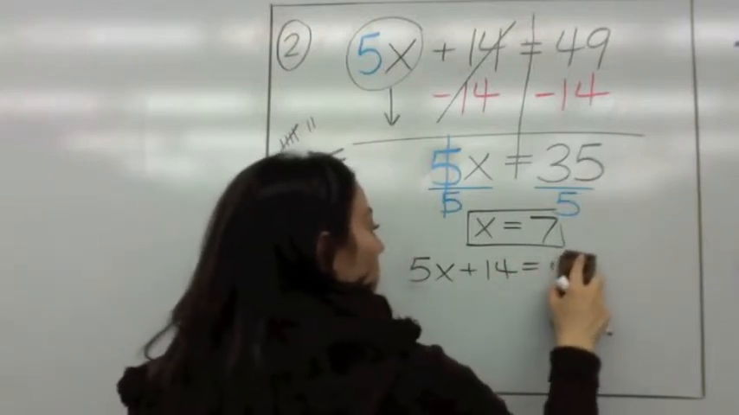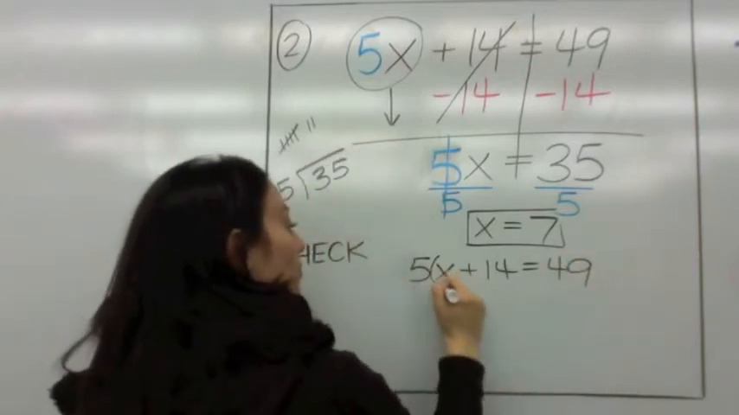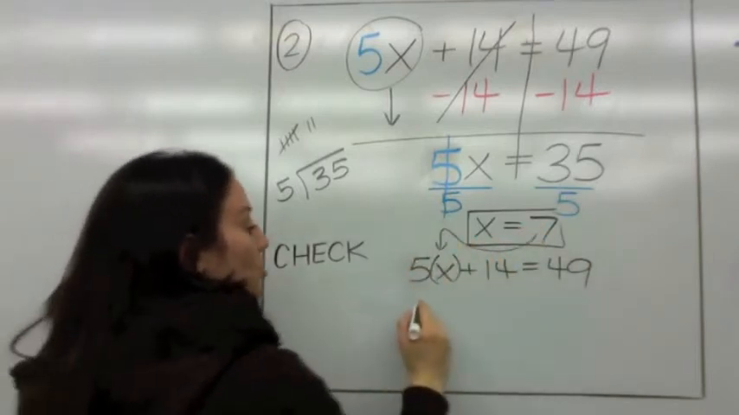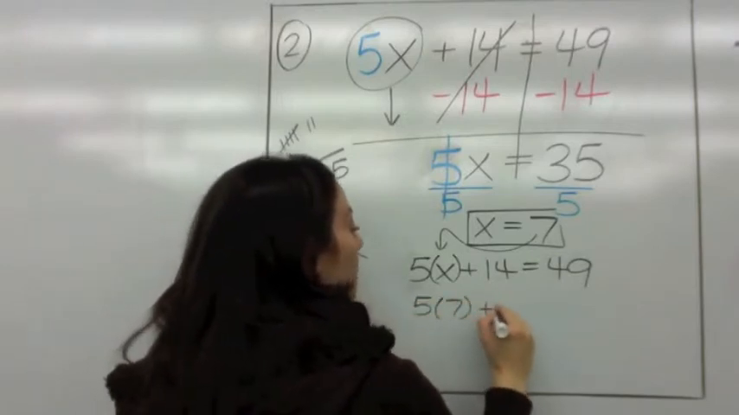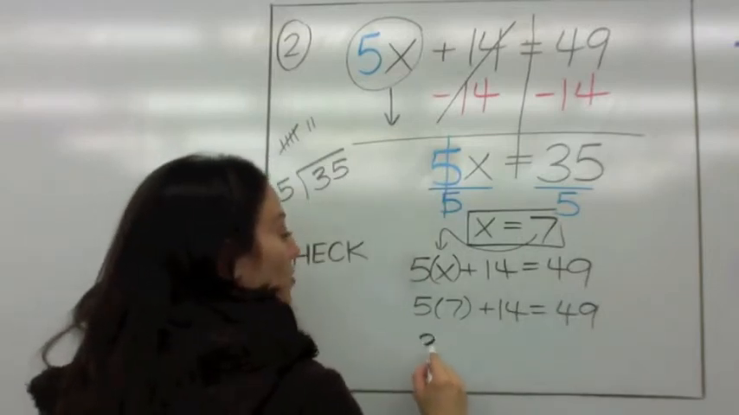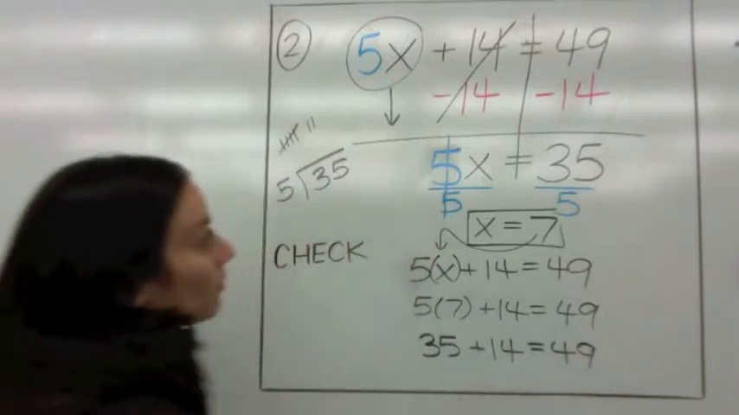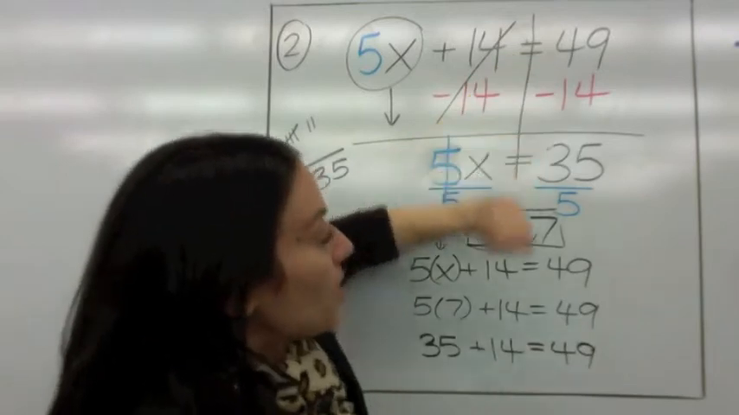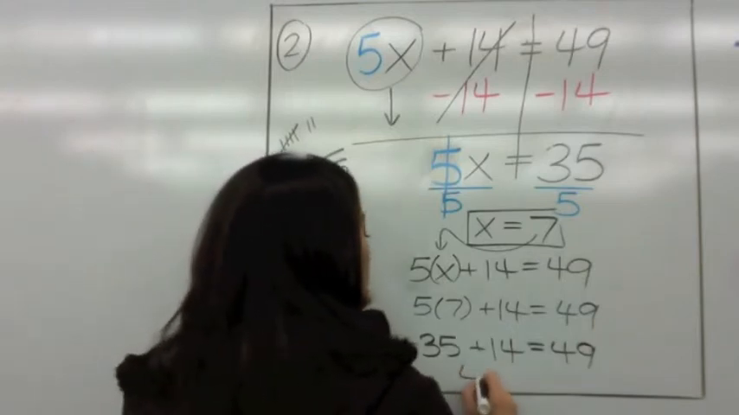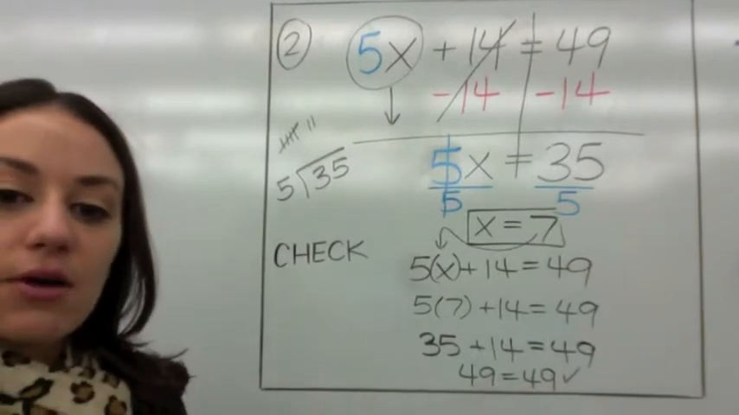Again, whenever you have a number that touches x, you call it a what? It's coefficient. But you want to put parentheses around the x. Put 7 in the place of x. All right? So is 5 times 7 plus 14, does that give you 49? Well, 5 times 7 is 35. If we add 14, does it give you 49? Think about it. If 49 minus 14 is 35, then isn't 35 plus 14 49? Isn't it true? So 49 equals 49, and the statement is true. Go ahead and get that down.